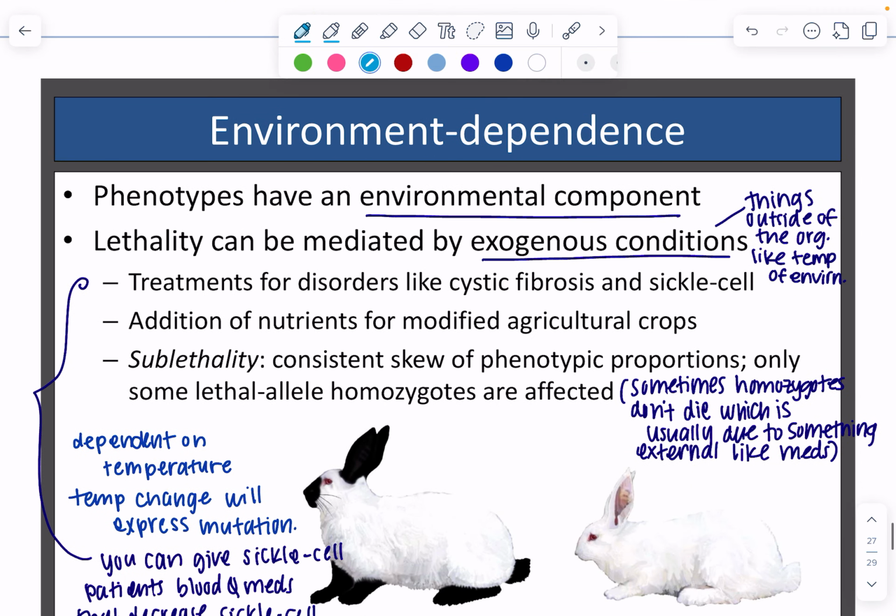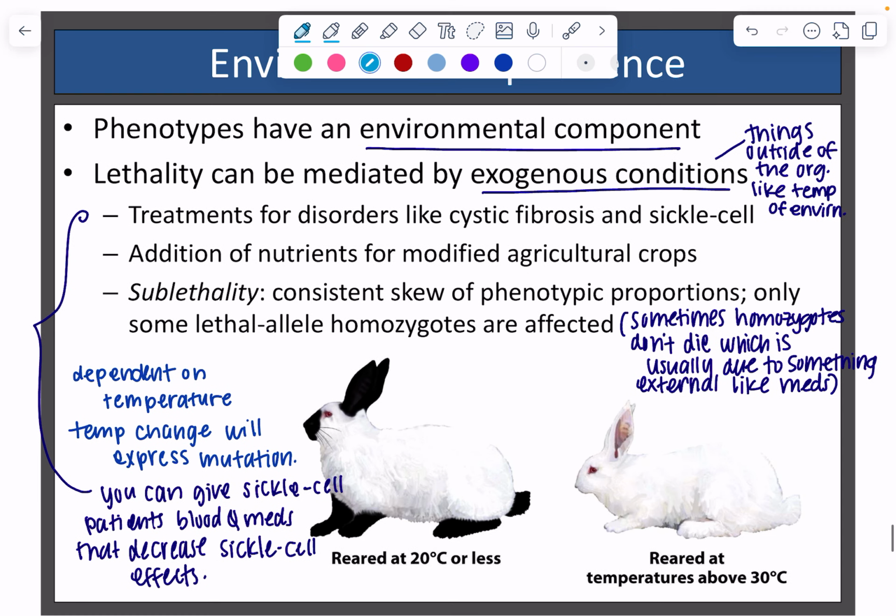Okay. The environment can have an effect on your phenotype. This can be seen in Siamese cats. And lethality can be mediated by exogenous conditions, which means things outside of the body. So temperature, medications, things like that. So they can treat cystic fibrosis and they can treat sickle cell anemia with medications, even though those things technically can be lethal. So if you had a sickle cell person who had the HGBS, they produce all sickle cell. I'm just going to put it that way. But if you give these people medication, they can survive.